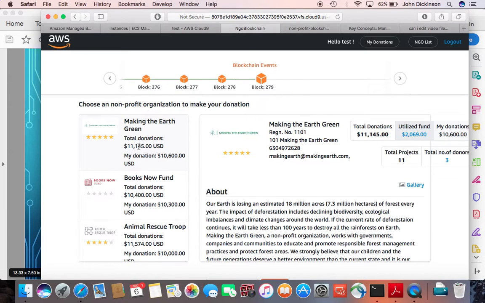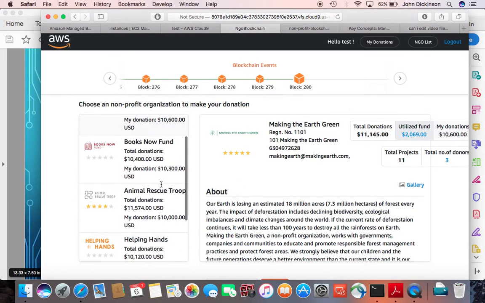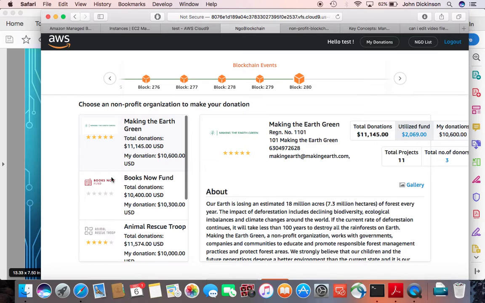What this is, is a simulation where there are nonprofit organizations over here on the left side, Making the Earth Green, Books Now Fund, and they've all been given donations by me. These multiple $10,000, unfortunately fake donations have been made. And what's going on up here in this blockchain is that this is the Node.js application randomly spending money, simulating these organizations spending their money.